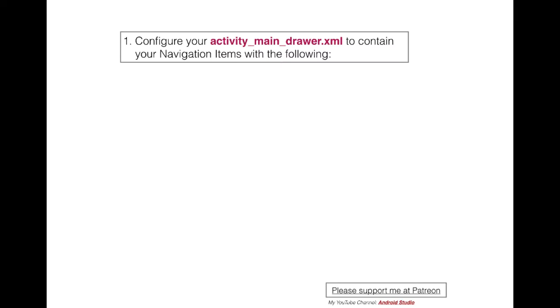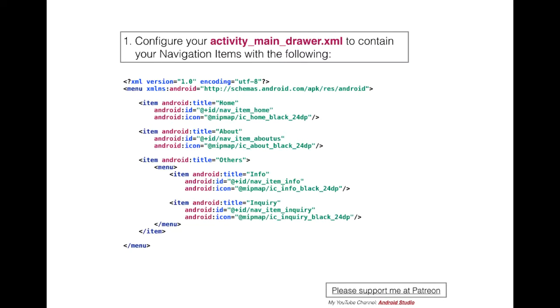And to configure your drawer.xml, or you can name it activity_main_drawer.xml, this is the one that contains your navigation items. Inside that you have the menu tag, and inside the menu tag are item tags, which can also have a sub item tag.